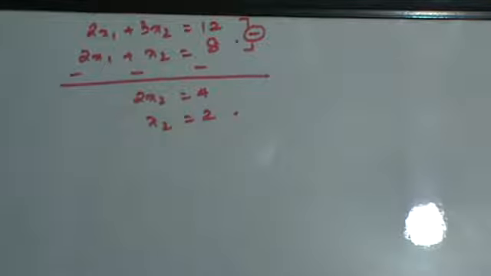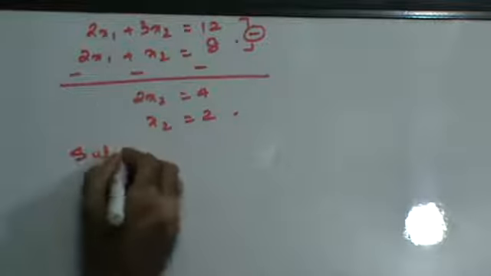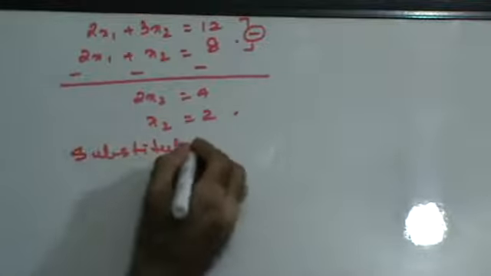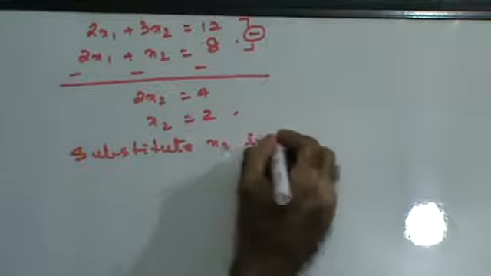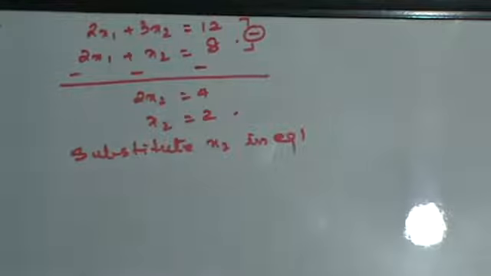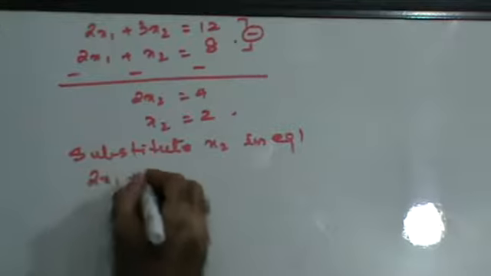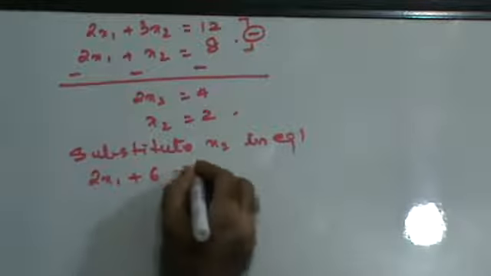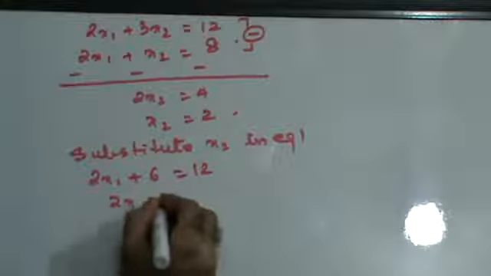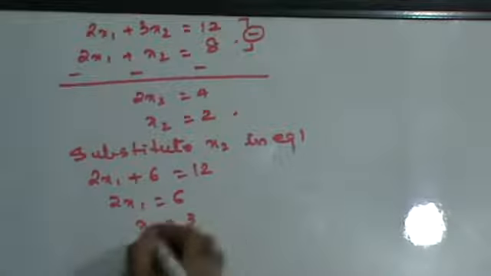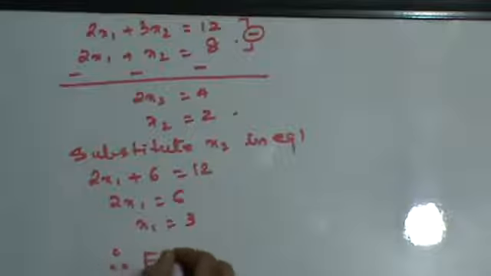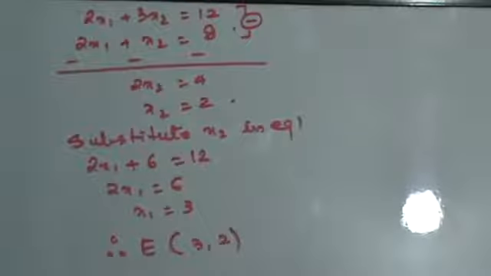Right? Once I have this, substitute x2 in any one of the equations. Say let's assume I substitute in equation 1. So I'll get 2x1 plus 6 is equal to 12. 2x1 is equal to 6. x1 is 3. Therefore, I can say that the coordinates of E are 3, 2.